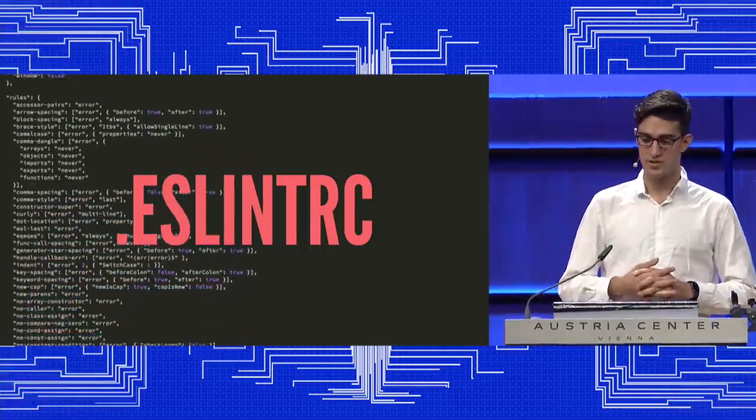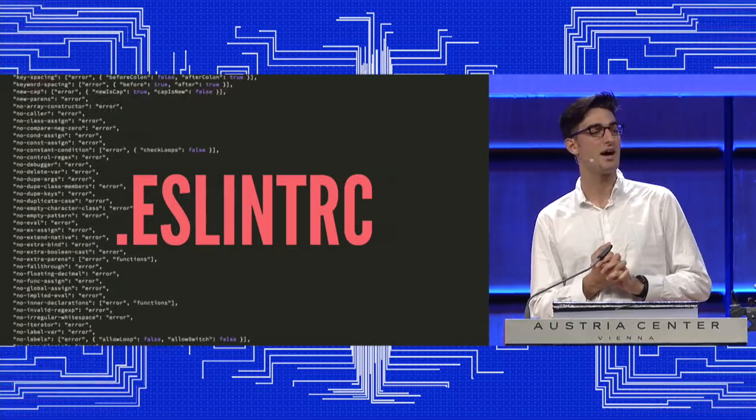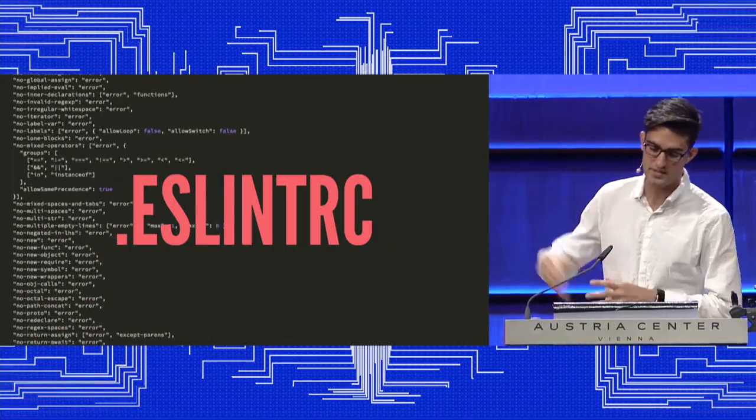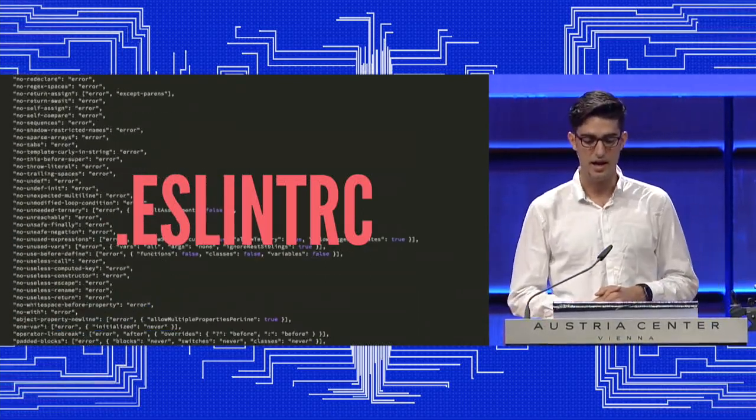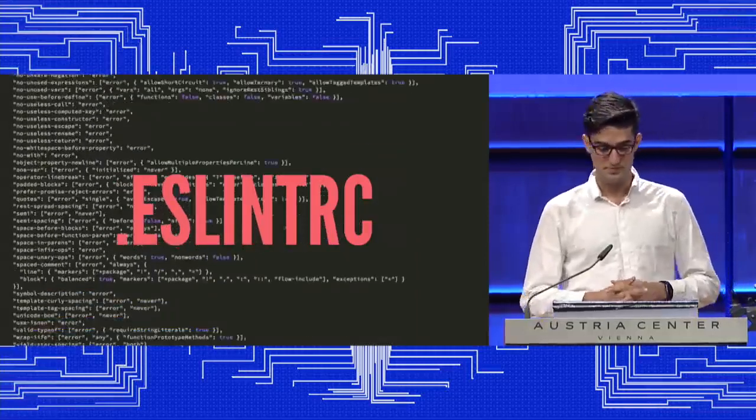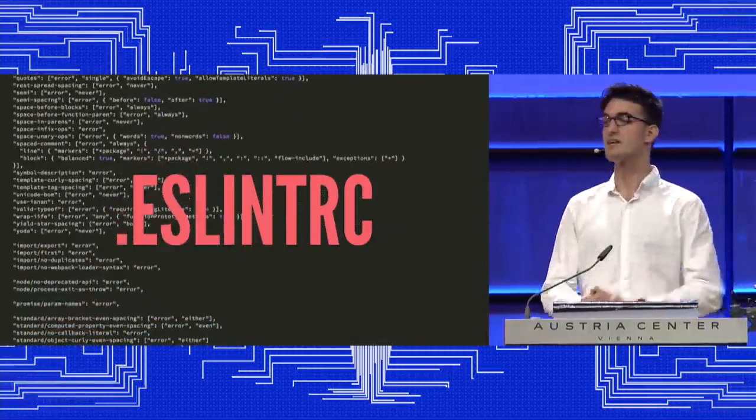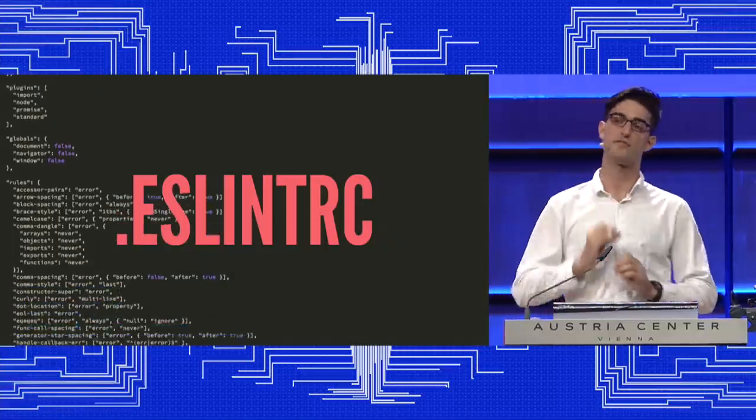You create a file called .eslintrc, and these config files can be up to hundreds of lines long. This is actually the one that Standard uses here, and it's over 200 lines long. It's basically setting every single rule that you want to check for.